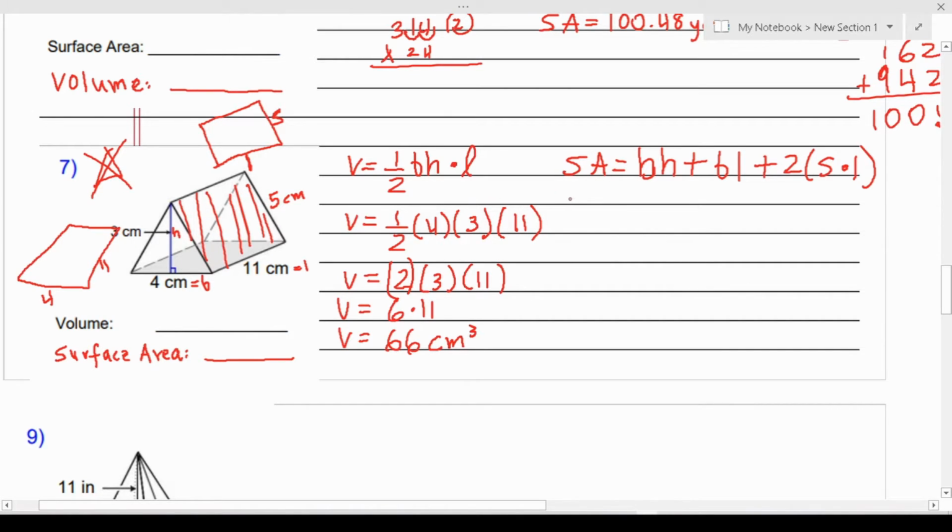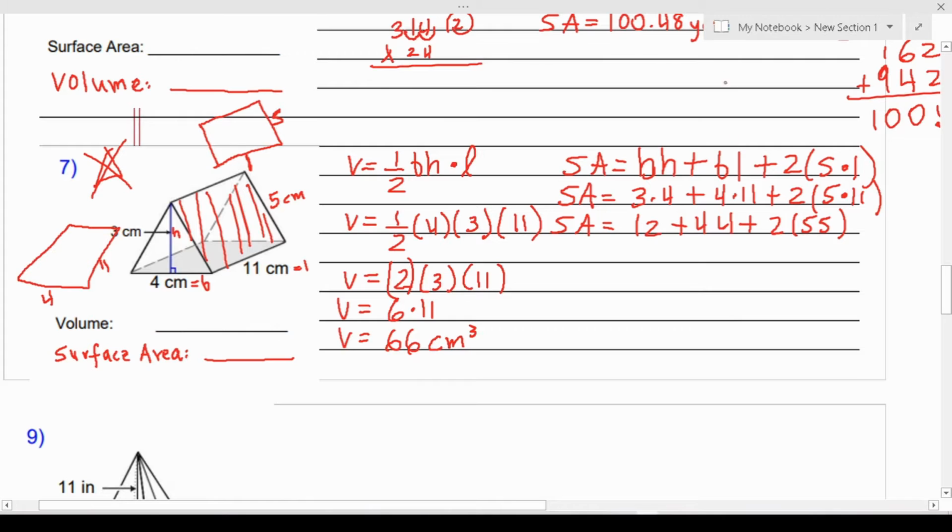So let's go ahead and plug things in and solve. Base times height is 3 times 4, plus base times length, which is 4 times 11, plus 2 times side times length, that's 5 times 11. All right, let's work this out step by step. 3 times 4 is 12. 4 times 11 is 44. 5 times 11 is 55. Of course, that's times 2.